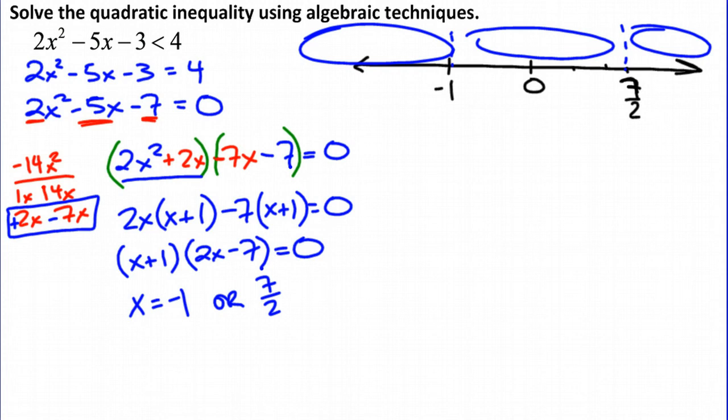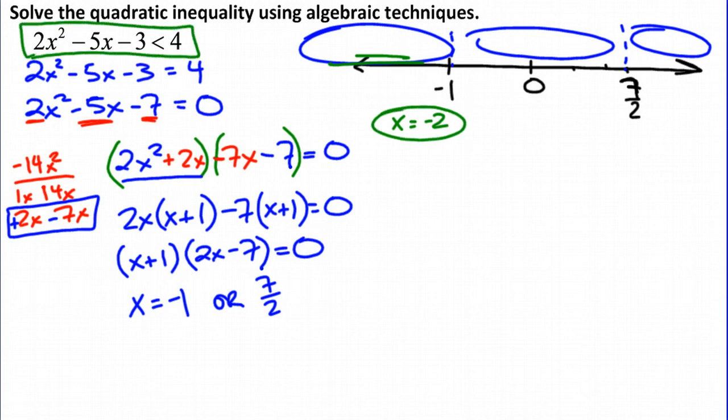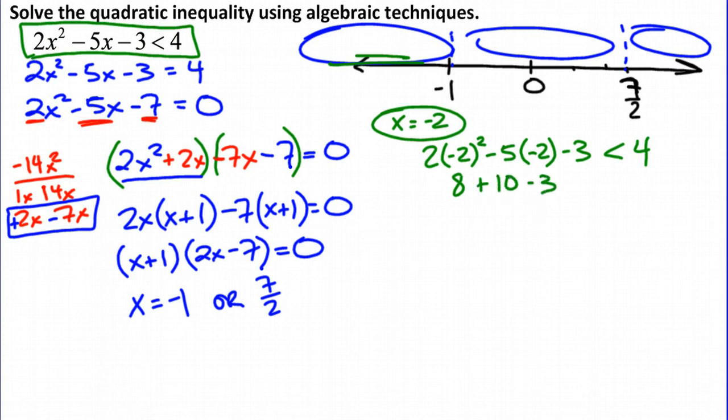Well, real quickly, let's go through and pick a value in this section where we're less than negative 1. And I will try x equals negative 2, and I'm going to plug that into this inequality to see if I get something that's true. So that's 2 times negative 2 squared minus 5 times negative 2 minus 3. And we want to see if that is less than 4. Well, this is 2 times 4, which is 8. Negative 5 times negative 2 would be plus 10 minus 3. Well, that's 18 minus 3, and that is not less than 4. So we know that this section does not work.